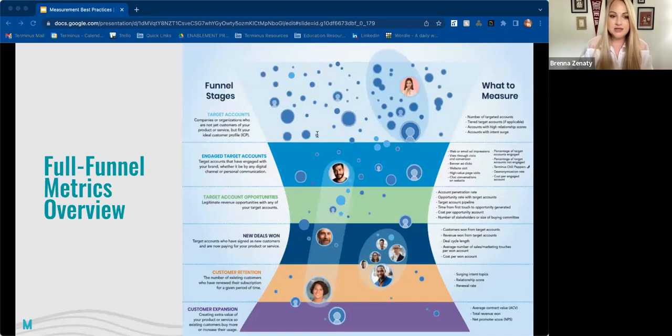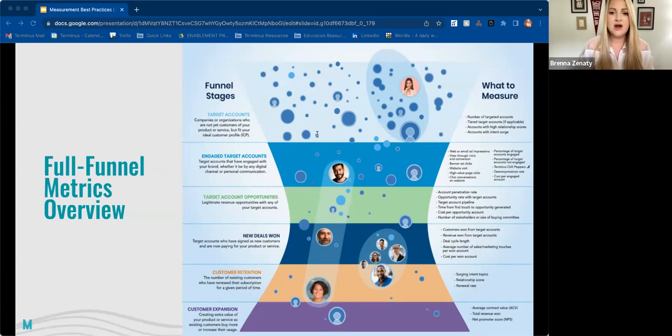So to double click into this a little bit more, this graphic really breaks down the different engagement signals and key metrics or performance indicators you should be looking at or can be looking at for each life cycle stage. So I won't go into this in great detail. I do have a copy of this that I can pop into the chat before I move on to the next slide for anyone that wants to have a copy of this to take away.